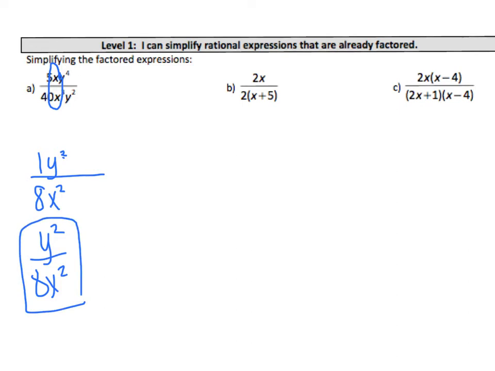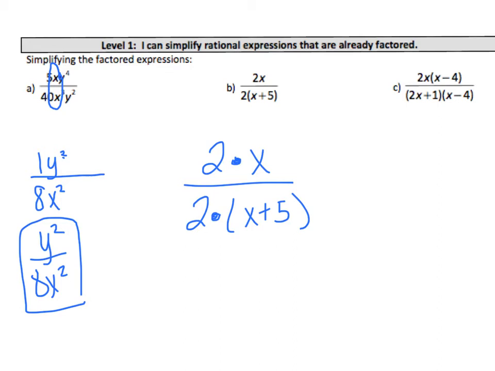All right, moving on to letter B, I have 2x and then 2x plus 5. So what you need to be careful of is that you can only simplify terms that are being multiplied. So if I have 2x on the top, that's really meaning 2 times x. And on the bottom, I've got 2 times x plus 5. So because the 2 is being multiplied to the x on the top and the 2 is being multiplied to the x plus 5 on the bottom, I can simplify the 2's on both the top and the bottom, which means I would have left x over x plus 5.